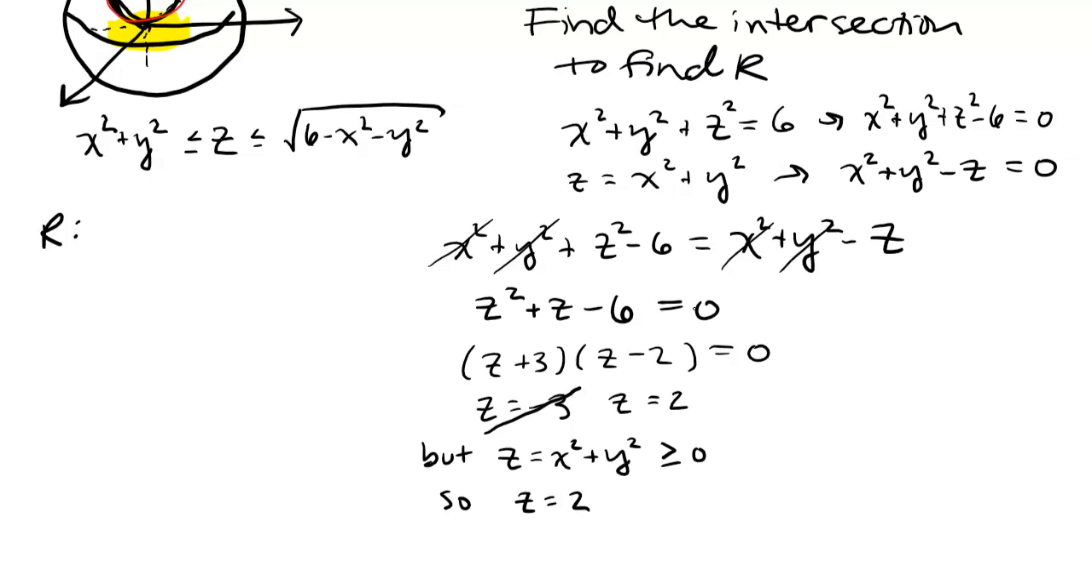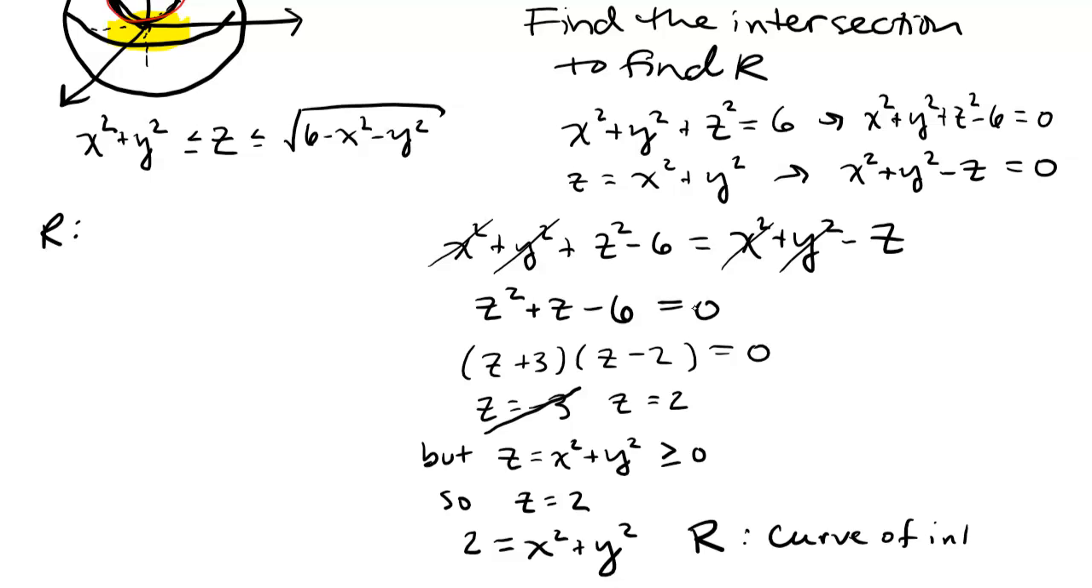And so then to see our function for our curve of intersection, we can plug that into either of our surfaces. If we plug it into z equals x squared plus y squared, we're going to get 2 equals x squared plus y squared, which you'd get to the same place if you had plugged it into the sphere as well. So this is my region R. This is my curve of intersection.